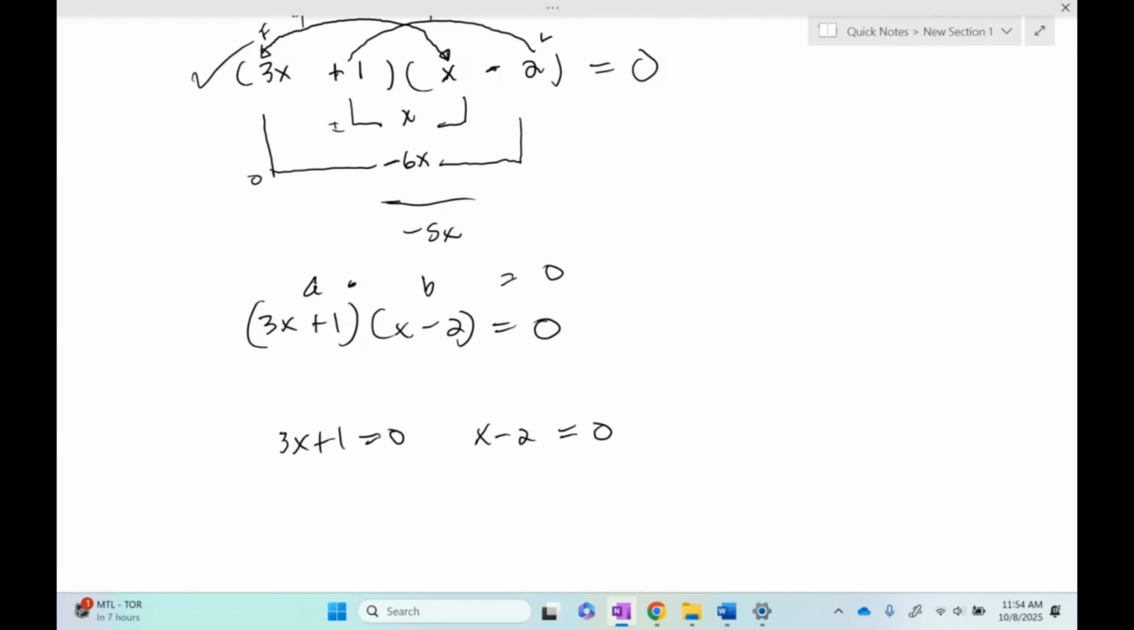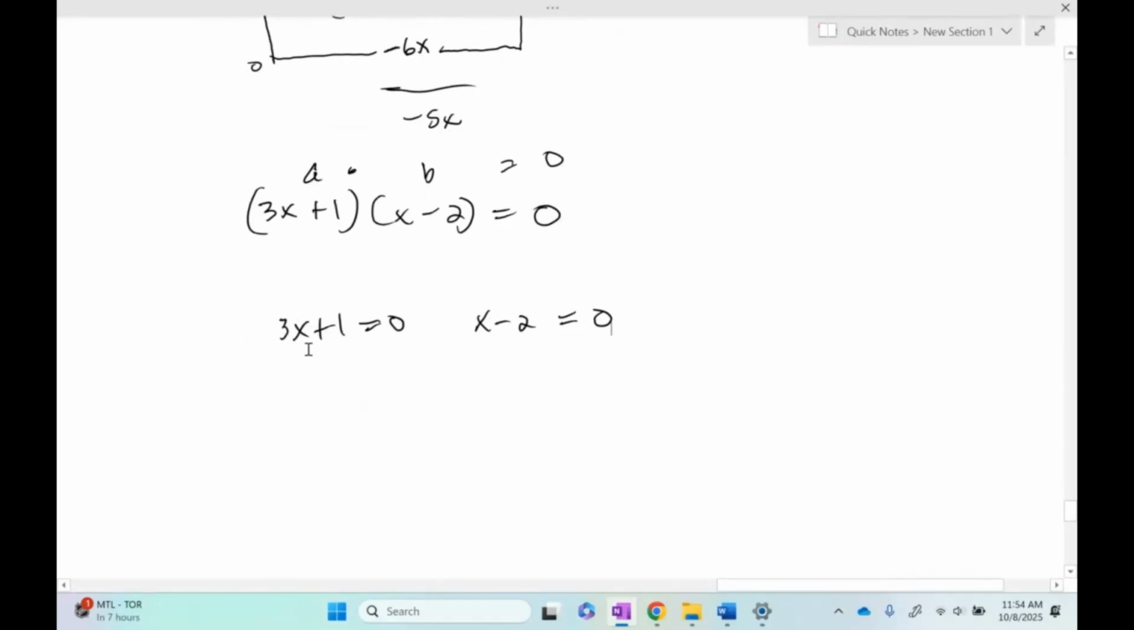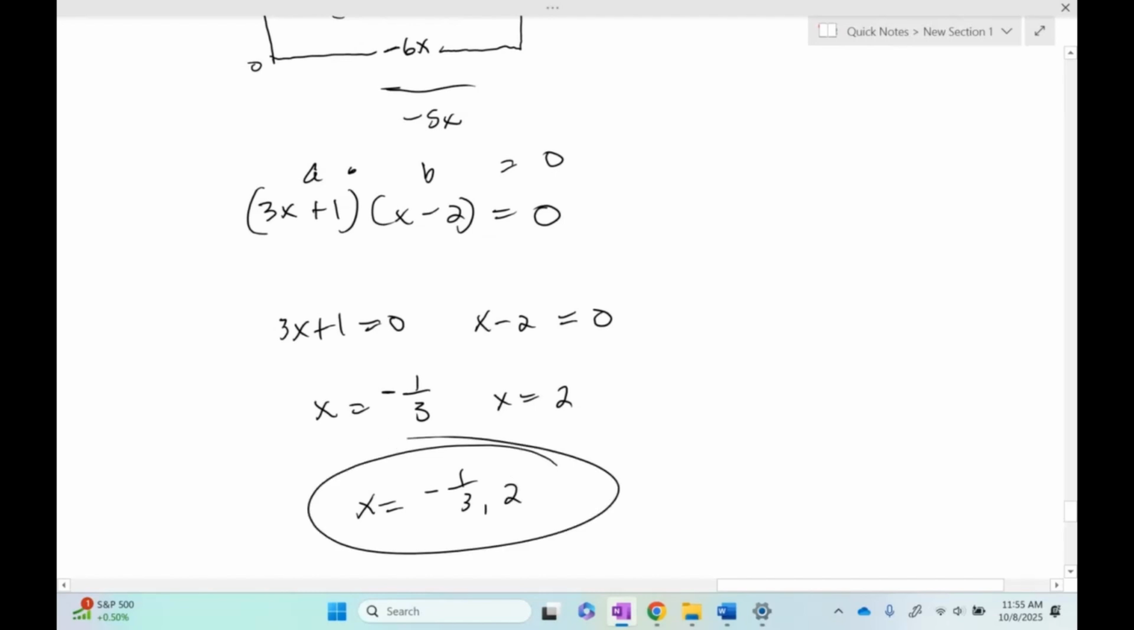So now we have linear equations. In order to solve these, I can isolate the variable. To solve this first equation, I'm going to subtract 1 and then divide by 3. So I got -1/3 as a solution. And for the next one, I'm going to add 2. So the two solutions are negative 1/3 and 2. So you can factor trig equations.